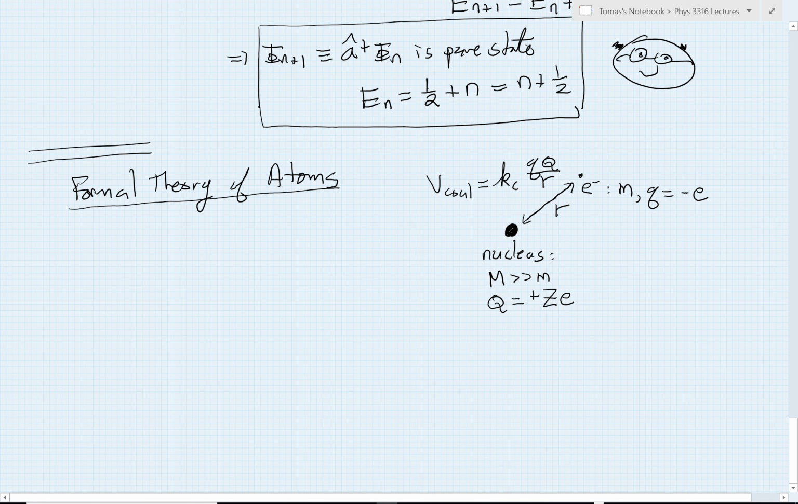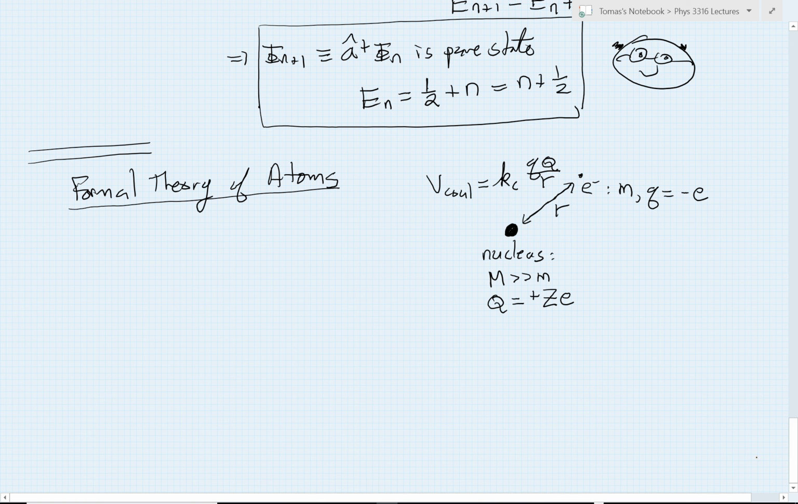And this then is the problem whose Hamiltonian we are going to write down, and then with it we will solve the time-independent Schrodinger equation, to get the energy levels of this atom.